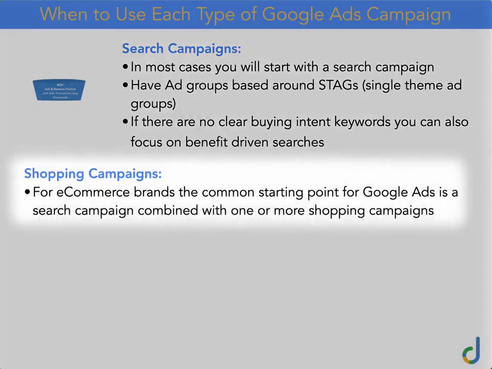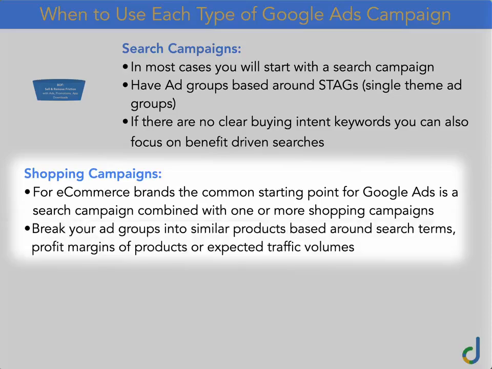Shopping campaigns. So for e-commerce brands, the common starting point for Google Ads is a search campaign combined with one or more shopping campaigns. With your shopping campaigns, you want to break your ad groups into similar products. And this can be either based around search themes, profit margins of products, or expected traffic volumes. So with your shopping campaigns, remember that the keyword focus is driven by your product titles, but sometimes you will want to move these into different ad groups dependent, once again, mainly around search themes, but also around different profit margins of products or expected traffic volumes.